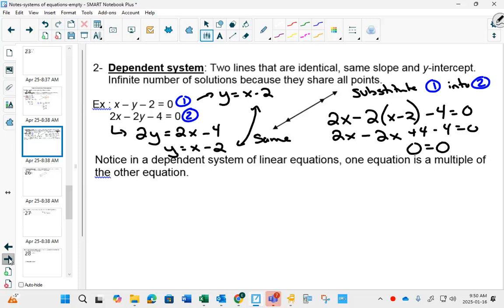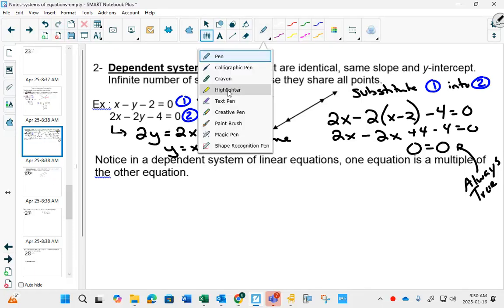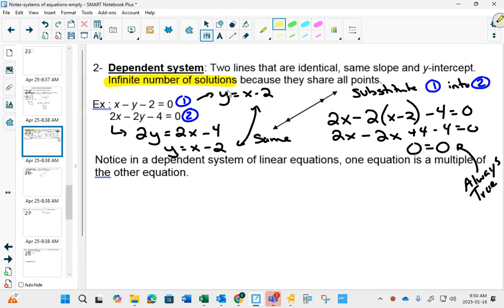Last time I checked, 0 equals 0 is always true. Last time I checked. And if you get something that's always true, it wouldn't matter what the x is and what the y is, it will be true. So this means you have a dependent system, which means that there is an infinite number of solutions.